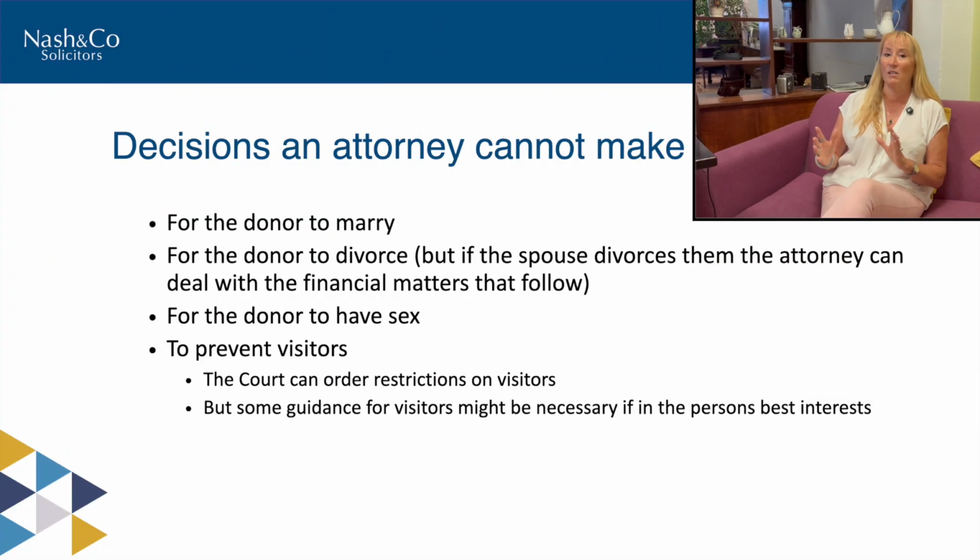The attorney cannot make a decision for the donor to have sex. Only the donor themselves can consent to that. Nobody else can consent to somebody having sex. And then there's another decision around access to visitors, which sometimes a judge can actually make, but the attorney can't make that decision. And that's to prevent people from coming to visit the donor of the power of attorney. And sometimes it's necessary to create some boundaries around that without being full restrictions. This person can never come to visit.